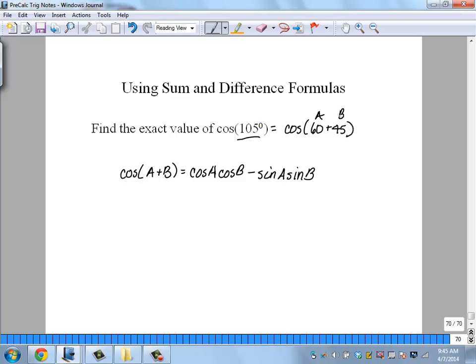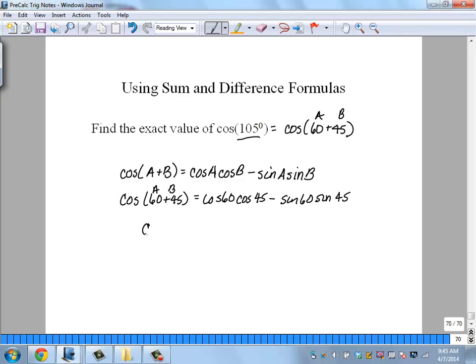So in the A spot, we're going to put 60. So we're looking for the cosine of 60 plus 45. And in the B spot, we're going to put this. Now I'm just going to plug it in. So this is the cosine of 60, the cosine of 45, minus the sine of 60, sine of 45.